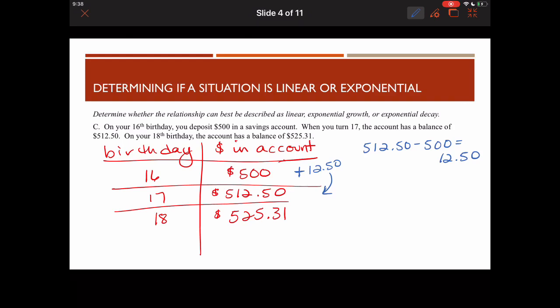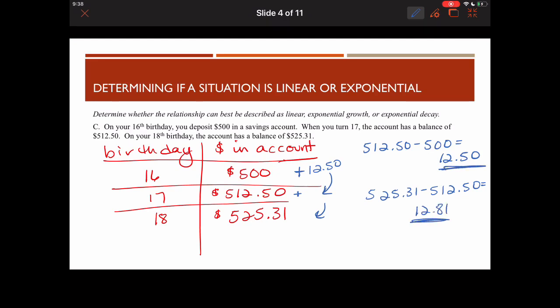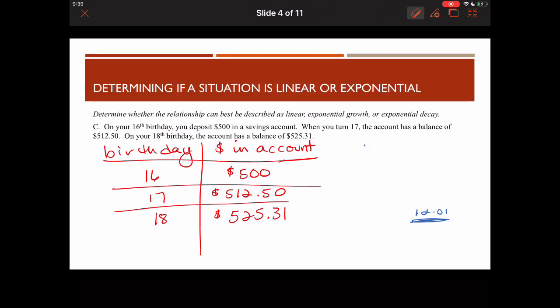So the next one, what can I add to this to get this? So I have to do $525.31 minus $512.50. Use your calculator. So here I get $12.81. So that's no good. These numbers don't match up. So I'm not adding the same number every time. So that tells me that this is not linear. This situation is not linear.